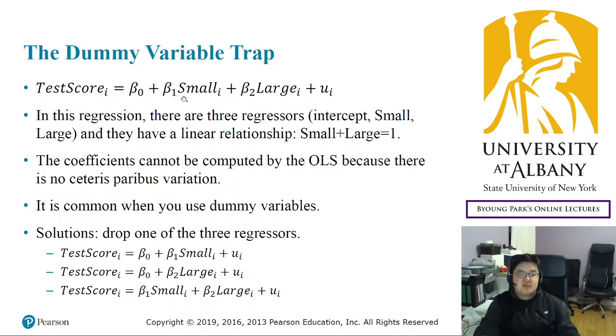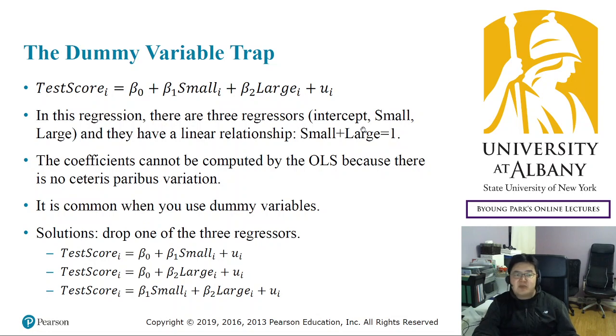So think about the full regression model, including everything you have: including the intercept, including the small variable, including the large variable. If you include all of them, then as I said earlier, you are in trouble. It does not work. This regression model cannot be estimated because these regressors have multicollinearity.